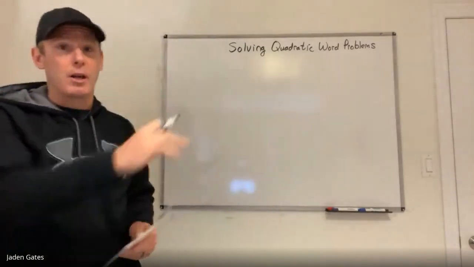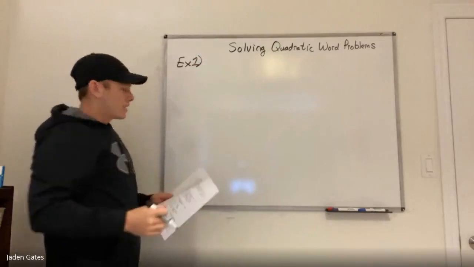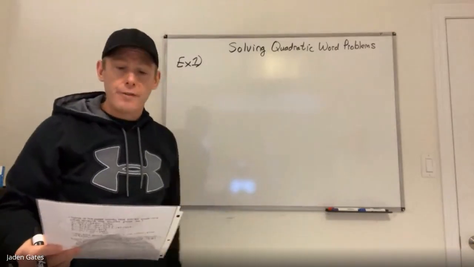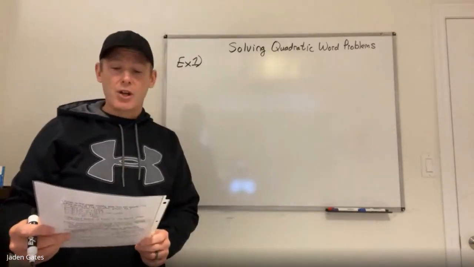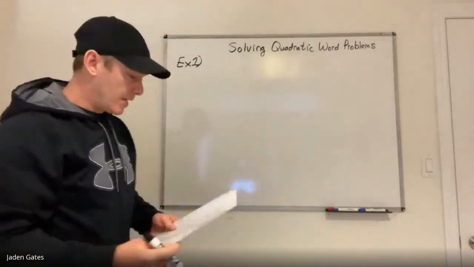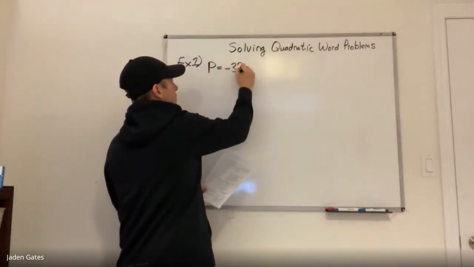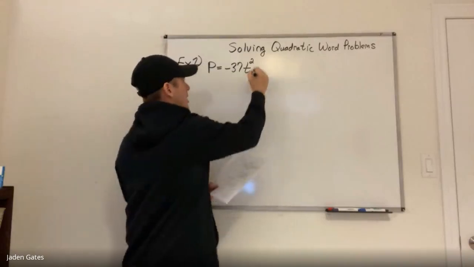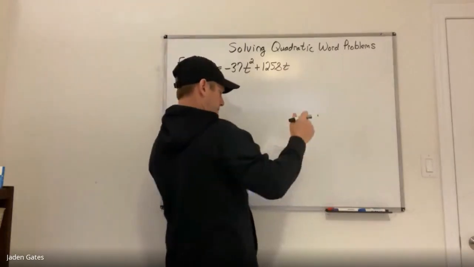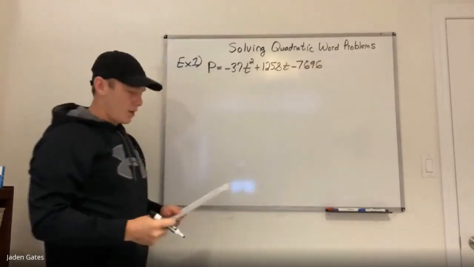Now, I can't write this all out because it would fill up my whiteboard, and that's the killer with word problems. Now, example number one here. It says the organizing committee of Durofest found that the profit, P, from the event depends on the ticket price. The estimated profit is given by the equation P equals, so that's our profit, negative 37 T squared plus 1,258 T minus 7,696. So that's a big equation here.